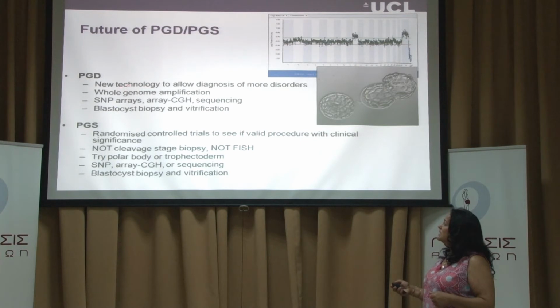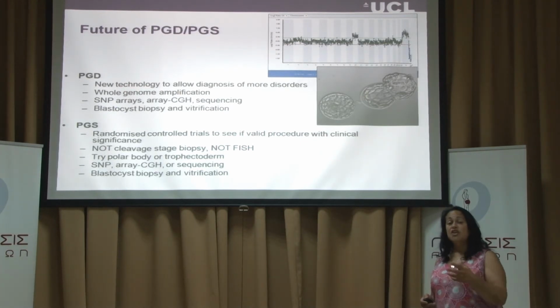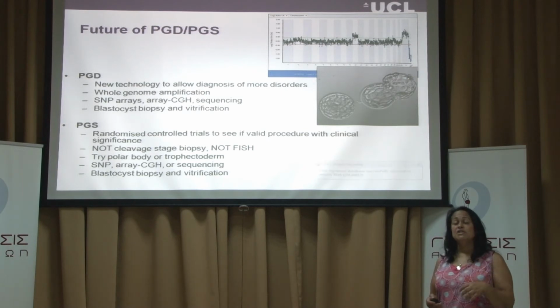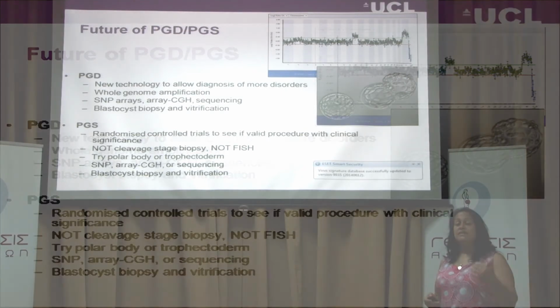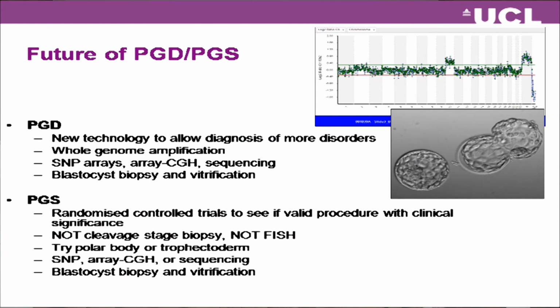So for PGD, the new technology will allow us the diagnosis of more diseases. The good thing is that it's making it much simpler to do a diagnosis and much quicker to develop a new test. There's something called whole genome amplification that will randomly amplify the whole genome, and with that product we can then do many things. We've got all these arrays and the sequencing, and we've also got now blastocyst biopsy and vitrification.